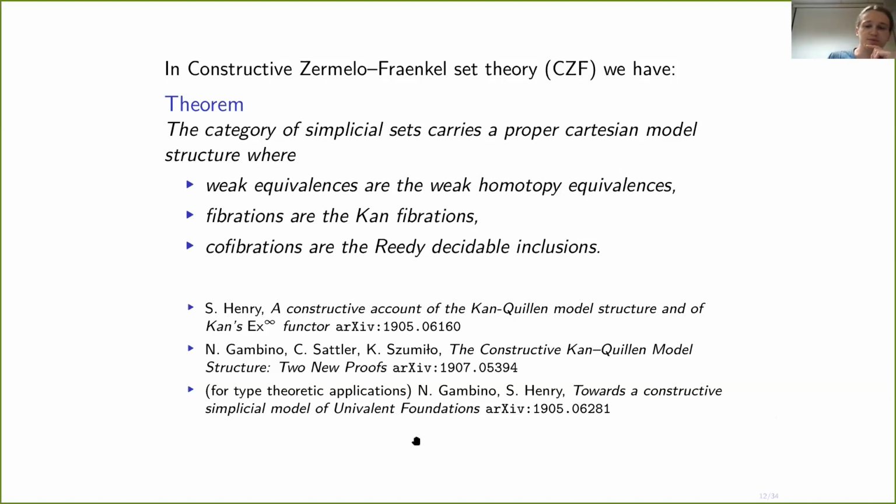And this last paper by Nicola and Simon is something where they explore how this particular model category can be used to model homotopy type theory in a constructive way. And as I said, I'm not going to say much about this, so I'm referring you to this paper to read up on what we talked about before.